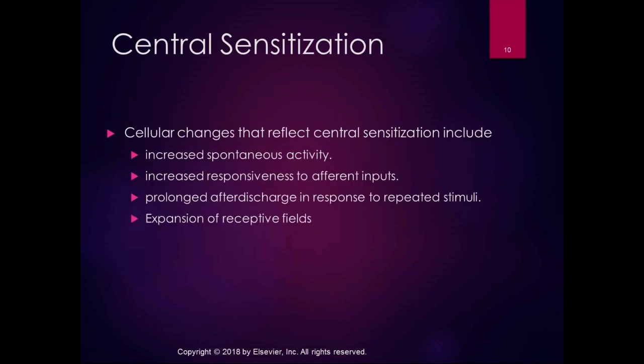Cellular changes that reflect central sensitization include increased spontaneous activity, meaning the nerves are firing when there's no input. Increased responsiveness to afferent input, so you get a little bit of input and a lot of output. Prolonged after discharge in response to repeated stimuli, so again little input and a lot of output. And expansion of receptive fields, so where that nerve might have been sensitive in its original receptive field, now a larger area is sensitive for that same nerve.